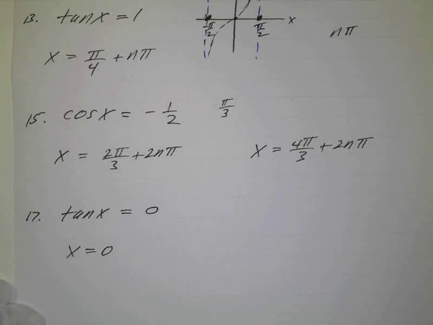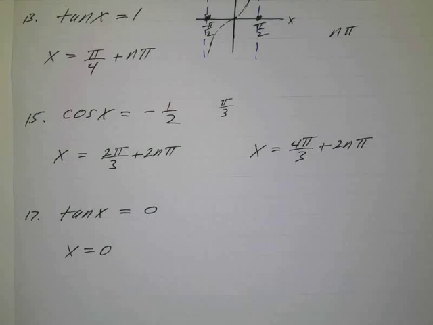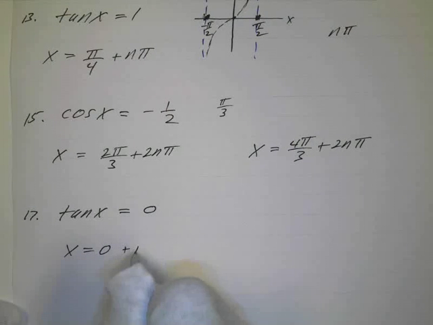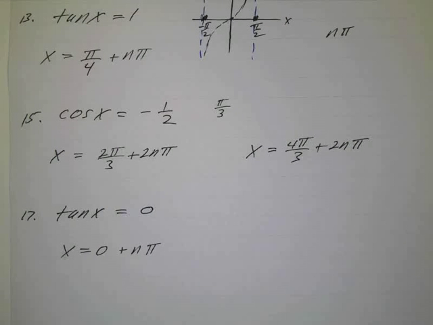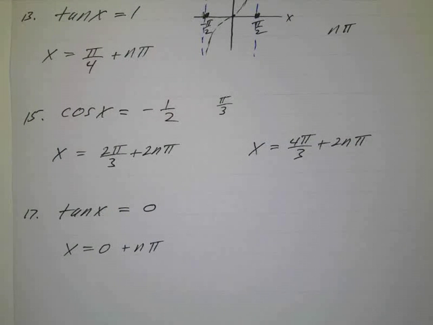And we talked about this before, because the tangent has a period of pi, in order to get all the solutions, we just have to multiply by n pi. I'm not multiplying, but adding n pi. And that's all you have to do.